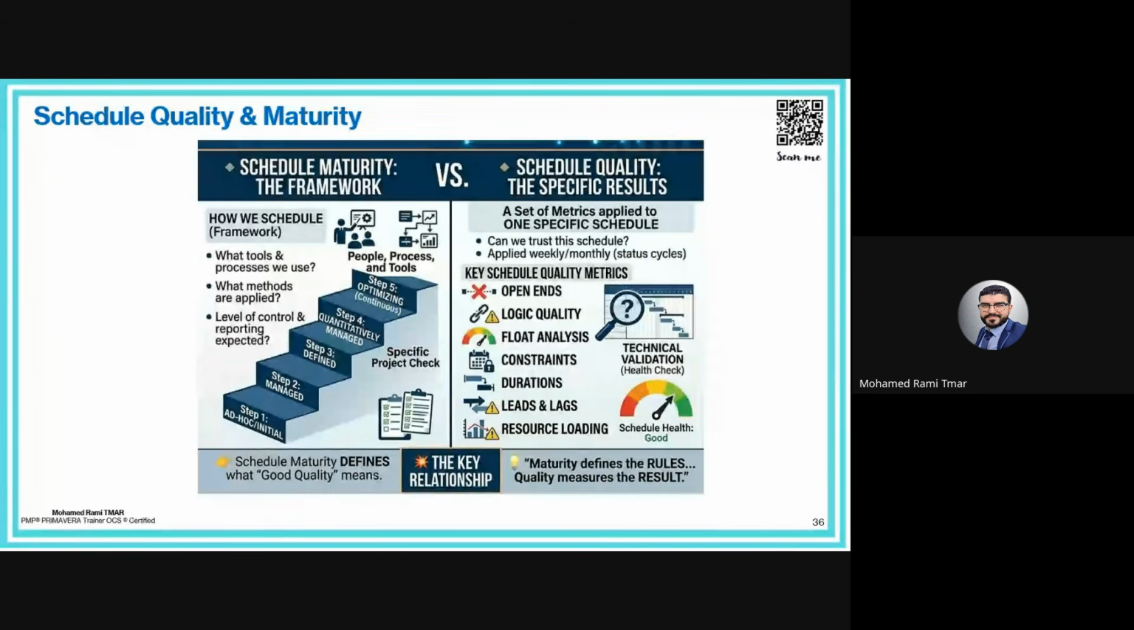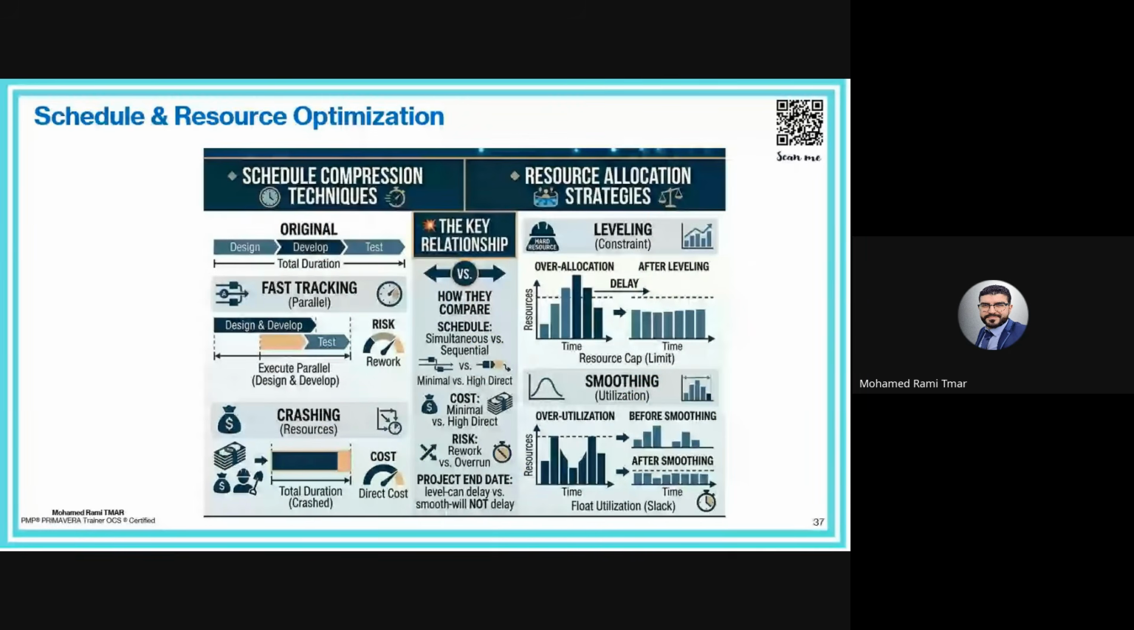So let's move to the last slide before going to P6: the optimization technique in scheduling. There are two main objectives of optimization. One is to reduce and optimize the project duration, and one is to optimize resource uses in case of over allocation, for example.